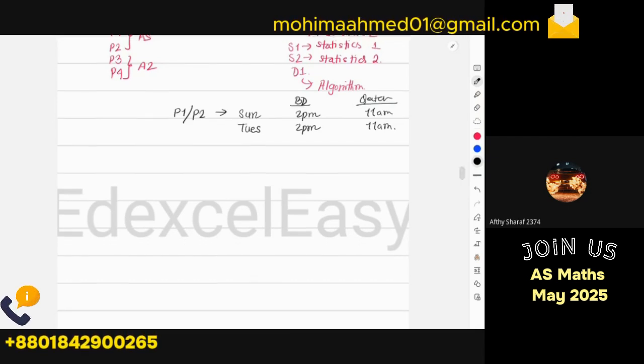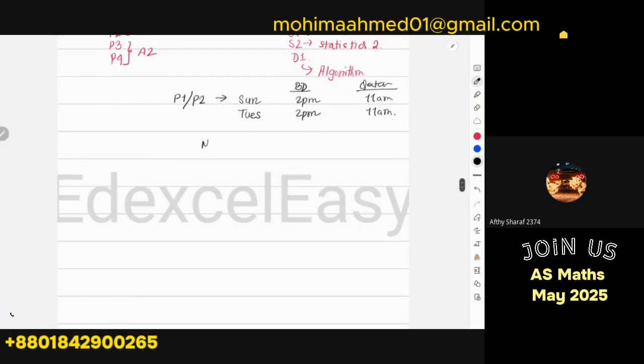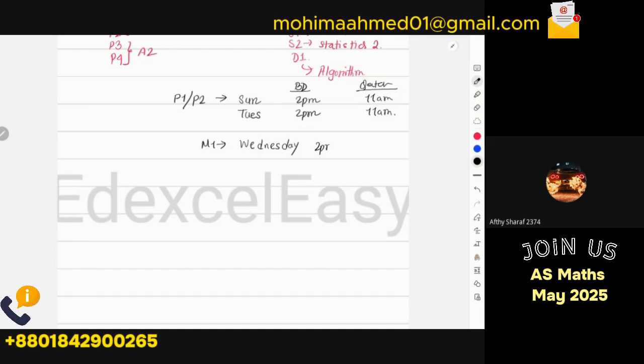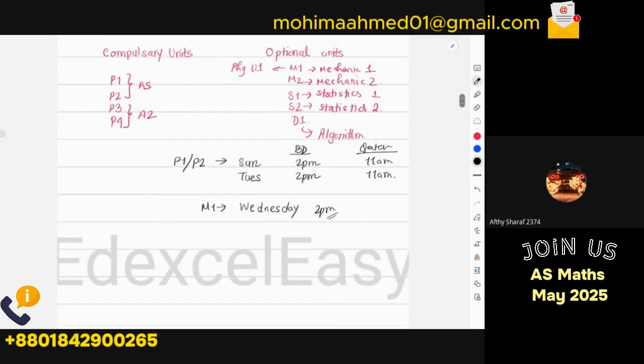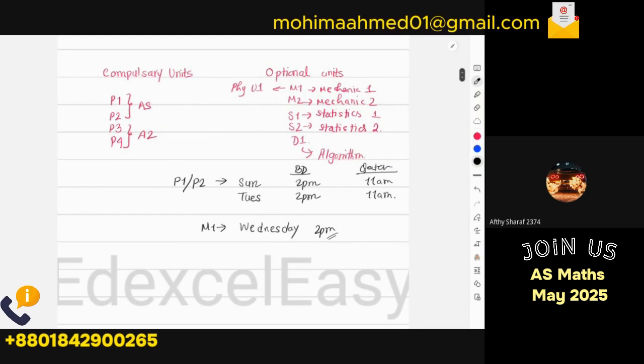And for Fayad, your M1 classes are fixed. For M1, we are maybe taking classes on Wednesday at 2 p.m. again. These are the class timings. Yes, for M1, Wednesday at 2 p.m. Right. Okay, now these are the optional units, but for Shira and Afti, there's not, to be honest, an optional case. But other than that, this is how the overall units for maths are.